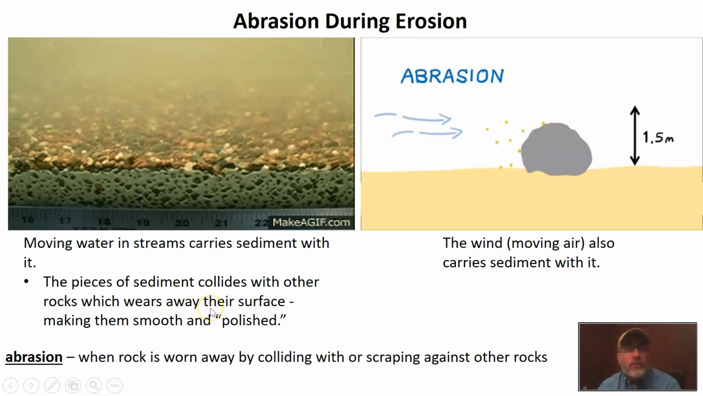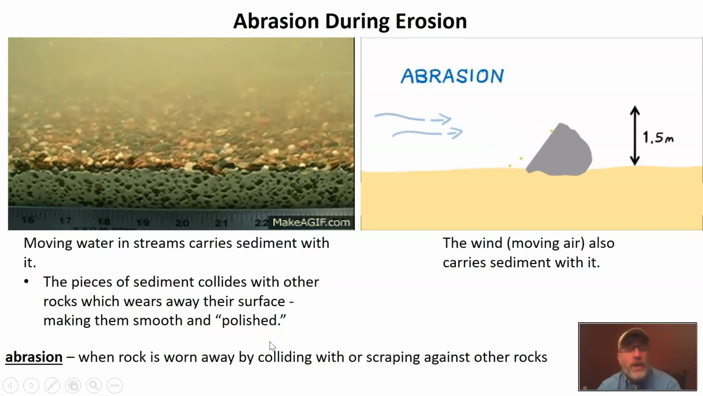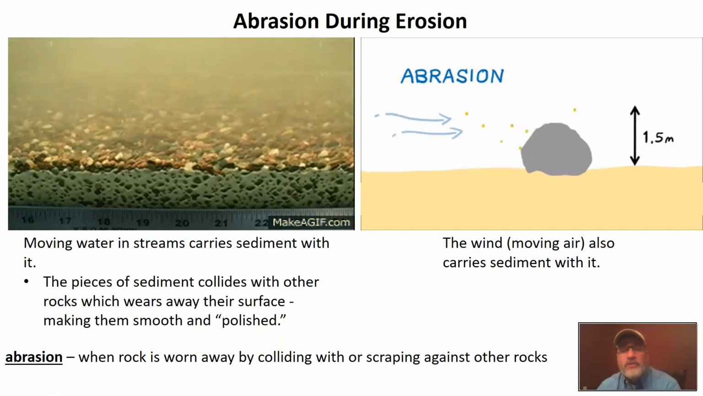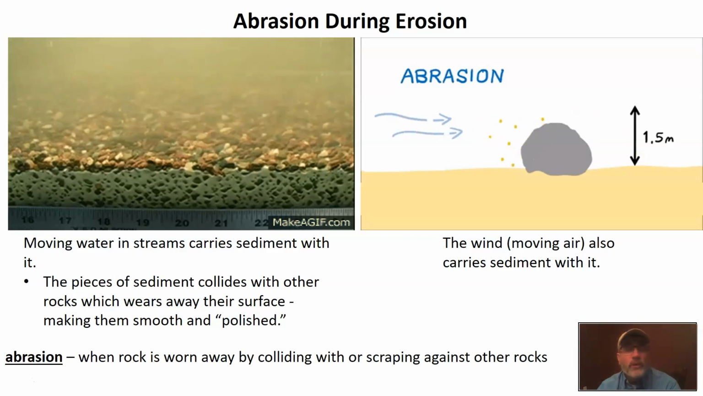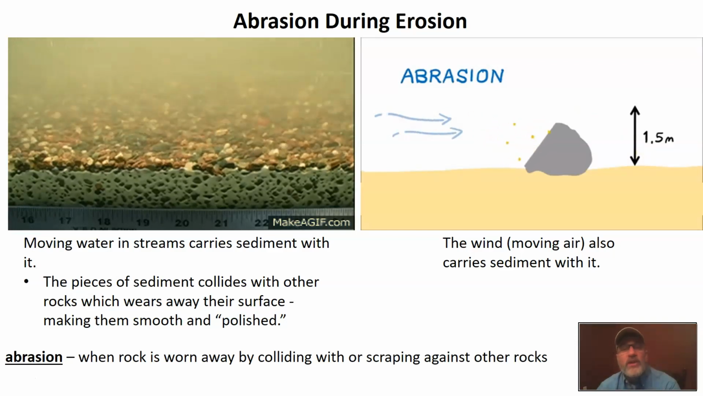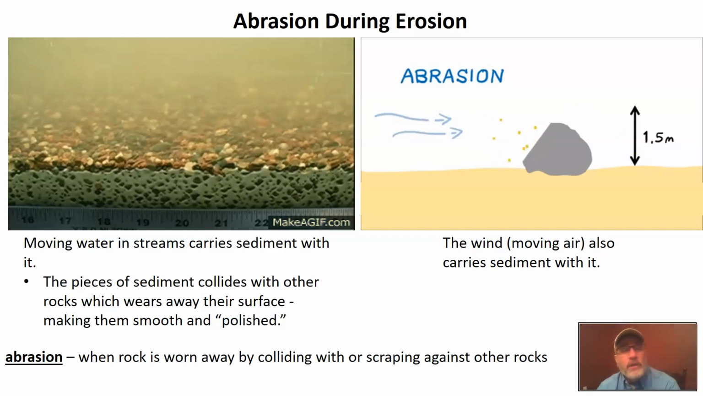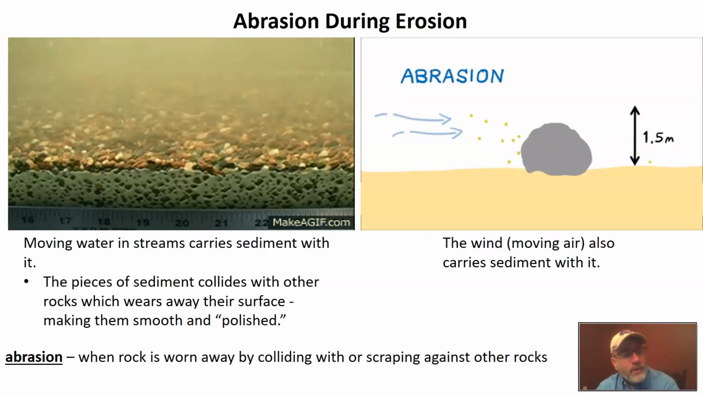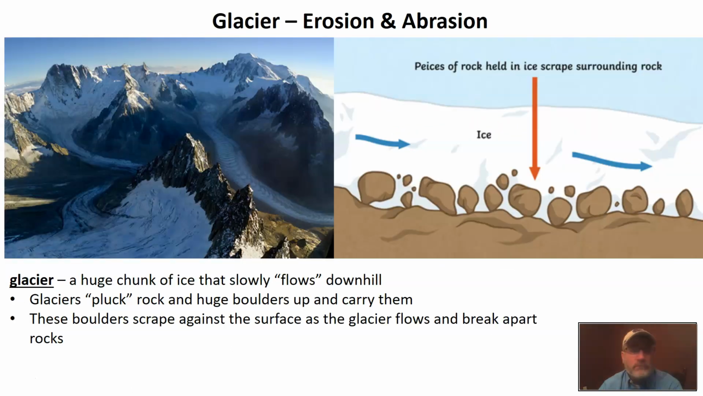If you've ever seen smooth rocks in a stream, this is an example of abrasion. Abrasion is just when rock is worn away because it collided or scraped against another rock. Oftentimes this is going to make the rock much, much smoother. But in the end, we're taking away some of that rock. So abrasion happens during erosion, but it is also a type of weathering, right? Because it's further breaking the rock apart into smaller pieces.